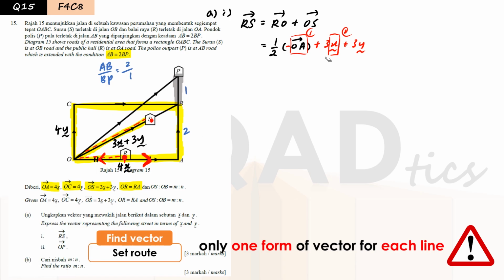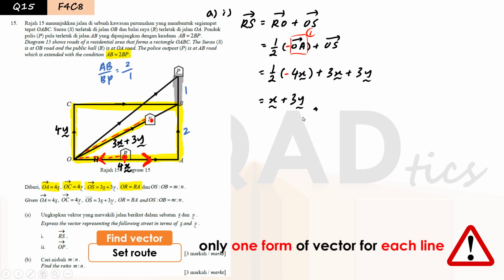So for this line, I'm not going to write out 3x plus 3y. We are going to remain it the same, plus OS. Then only the next line, I change everything to that form. OA here is 4x, so I'm going to put 4x here, and OS would be 3x plus 3y. Then I simplify this, and I can get the answer. You can see from the second line to the third line, each of the lines only has one form of vector. So please make sure you do this during SPM.